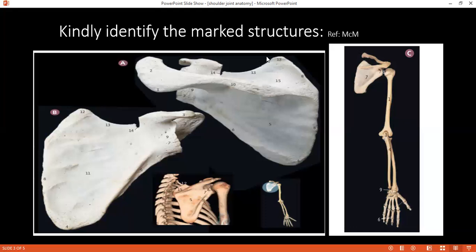Ma'am, 3 ligaments and 3 muscles are attached there. In ligaments, one is coracoacromial, coracoclavicular, and coracohumeral ligament. While in the muscles, one is the short head of the biceps, second is the coracobrachialis, and third one is the teres minor. No, pectoralis minor, sorry.